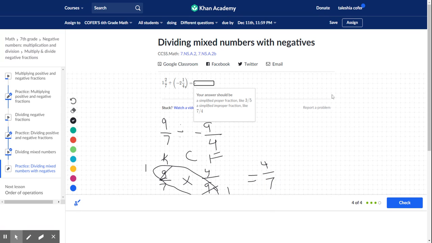If I would not have reduced ahead of time and I would have multiplied straight across, I would have had 9 times 4, which is 36, and 7 times 9, which is 63. I would have then had to turn around and divide the top and the bottom by 9, and I would have still come up with 4 sevenths. Just like that. Remember, it has to be negative because they are different signs.